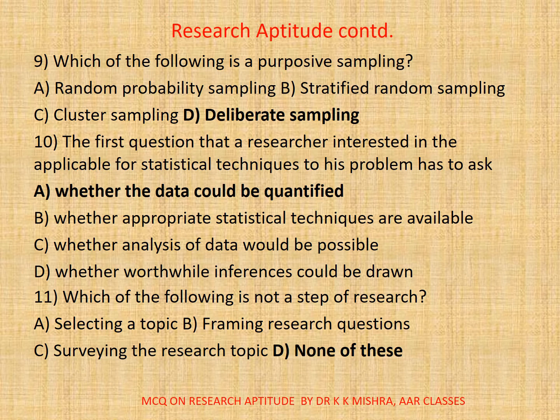9. Which of the following is a purposive sampling? A. Random probability sampling, B. Stratified random sampling, C. Cluster sampling, D. Deliberate sampling. Correct option is D. Deliberate sampling. 10. The first question that a researcher interested in the application of statistical techniques to his problem has to ask. Correct option is A. Whether the data could be identified, could be quantified.